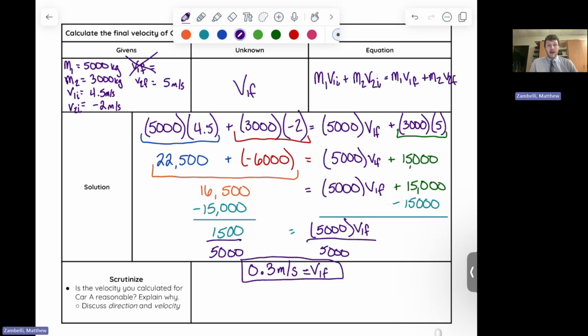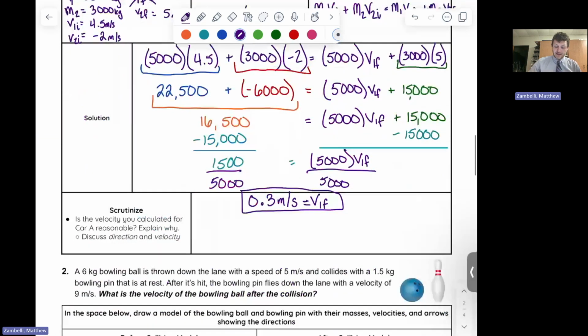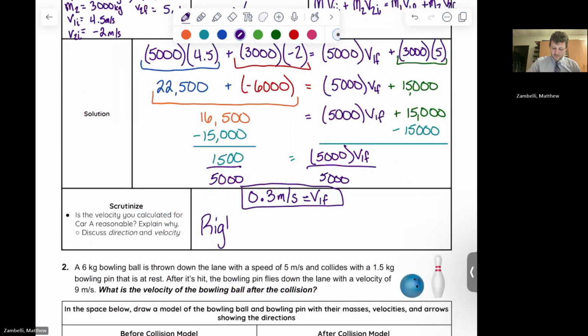So now that we have all that information, we can even remember which direction our object is moving. If we look, because it's a positive number, it's still going to the right, just like it was before. But we can see that the velocity did decrease. So it's going to the right, but it slowed down.